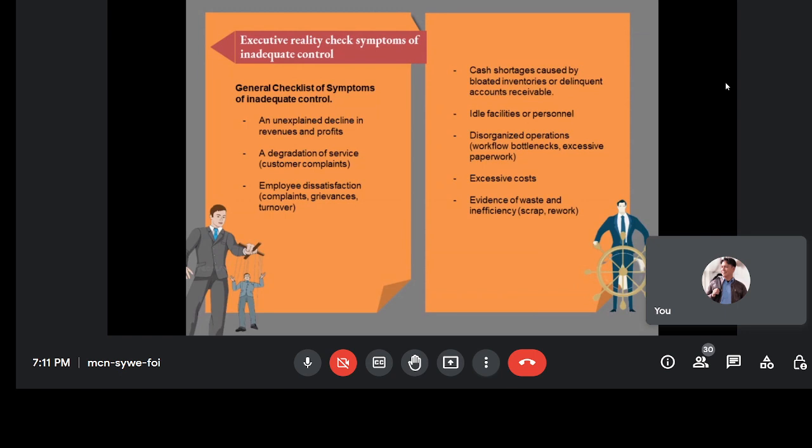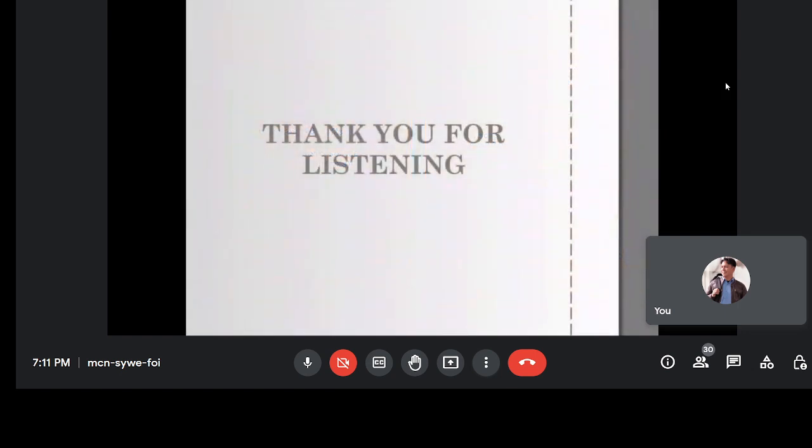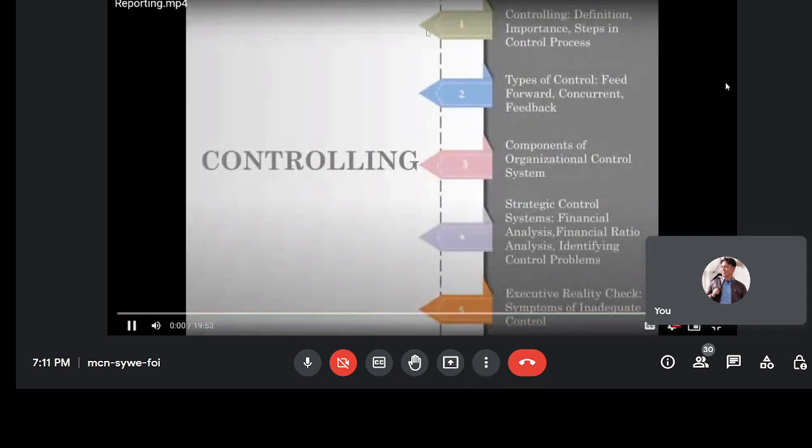It is important to remember that every symptom hides a problem that has to be fixed. However, if sufficient control mechanisms are in place, the problem can be easily detected and a workable solution may be developed. Thank you, that's all. Good day.